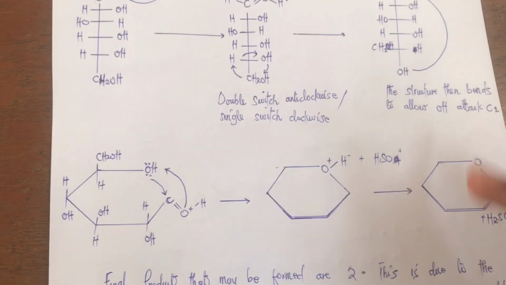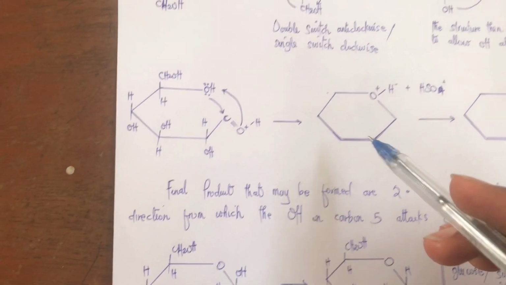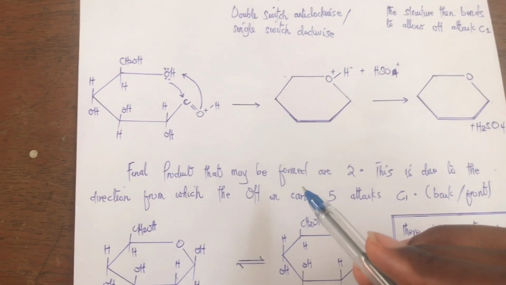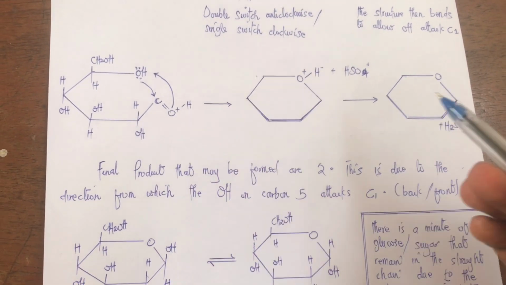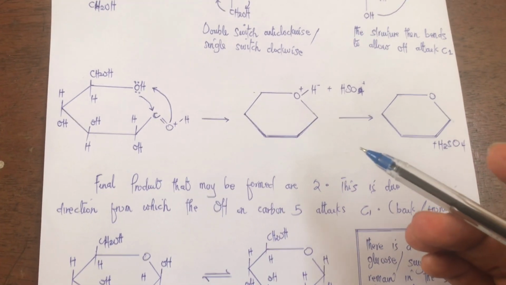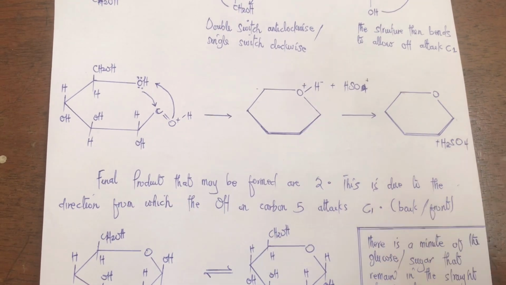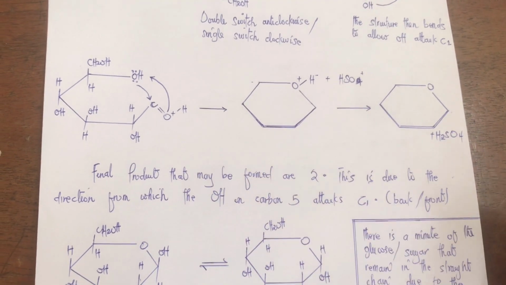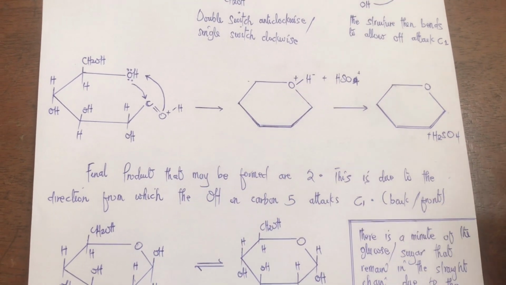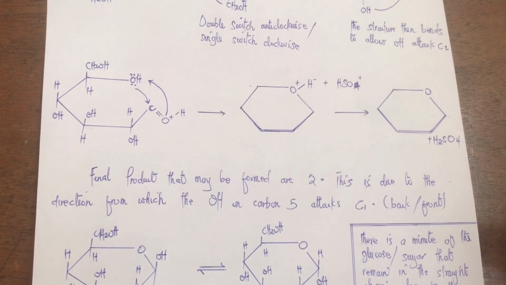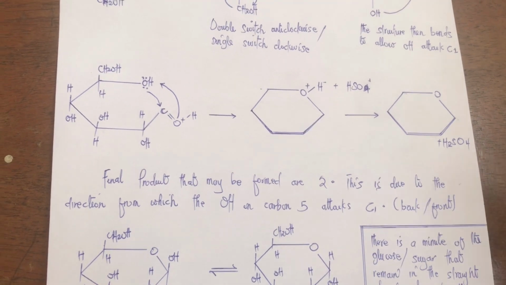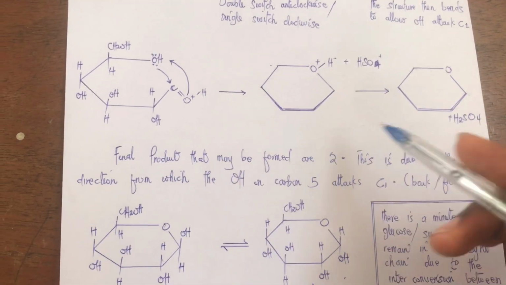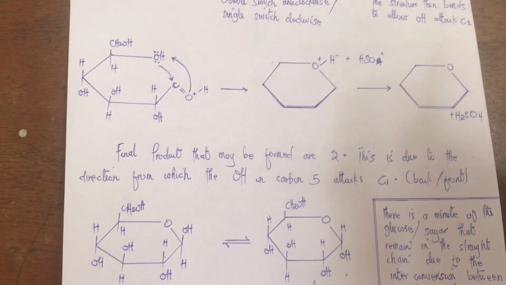Now, the final products that may be formed are two. You will be having the alpha and the beta all in the solution. This is due to the direction from which the OH group on carbon 5 attacks the carbon 1, bearing the carbonyl group or bearing the oxygen. So it can either attack it from the front or from the back.